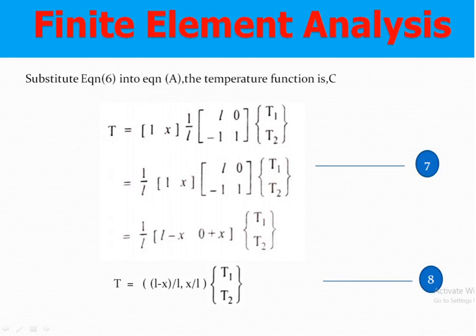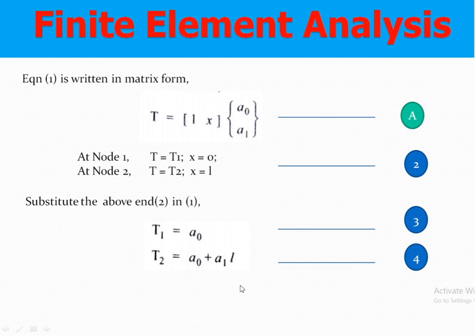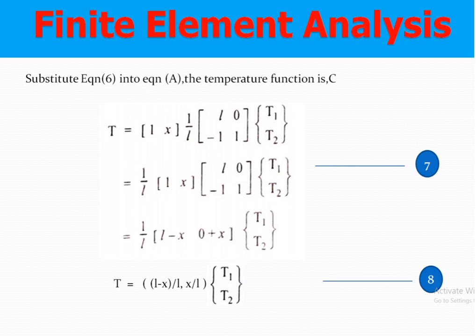Now you substitute equation 6 into equation A. Let us see what equation 6 is. In this equation, the unknown polynomial terms A0 and A1 are expressed in terms of the temperatures, with the matrix which relates the unknowns to the temperatures. You are going to substitute this equation into the temperature function equation.